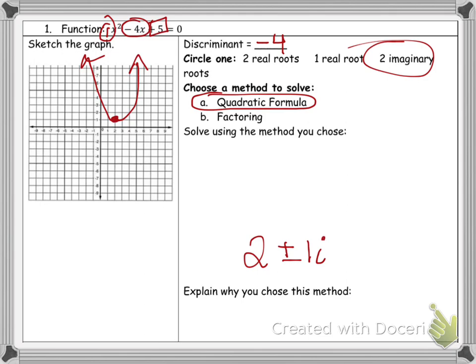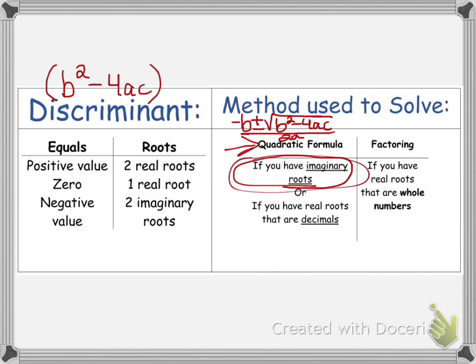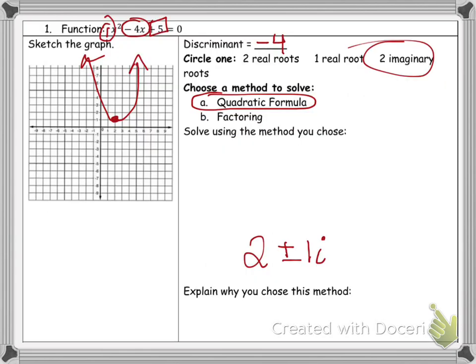And then, of course, where it says explain why you chose this method. Well, the explanation was right here. Because I had imaginary roots.